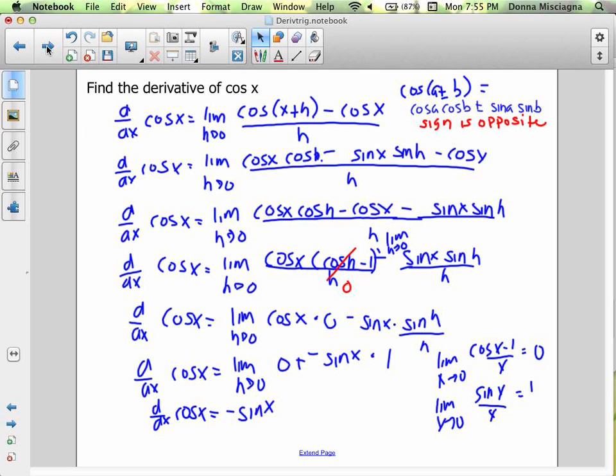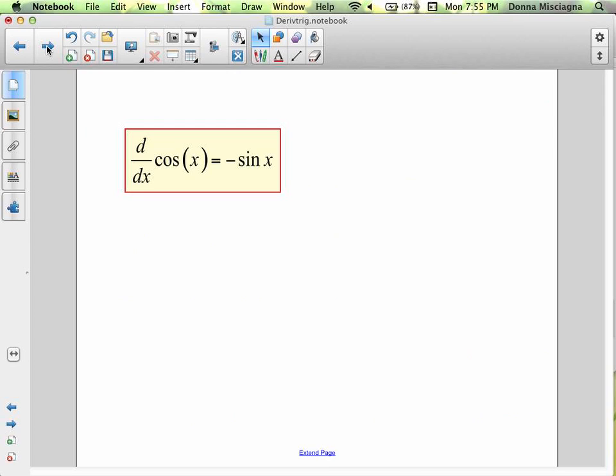We also used the limit definition of the derivative to find the derivative of cosine x. And we found that when we take the derivative of cosine x, that would be equal to negative sine x. So the derivative of cosine x is negative sine x.